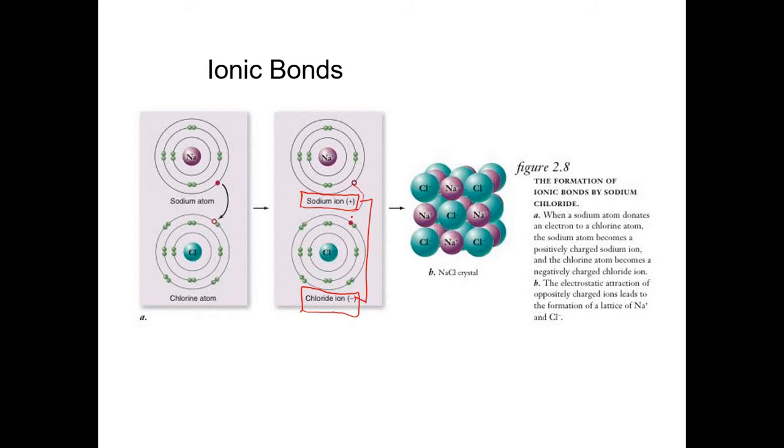So because this is positively charged and this is negatively charged, there is an attraction between the two. So that's why you form this sodium chloride crystal. So the sodium chloride crystal is the solid sodium chloride. Okay?